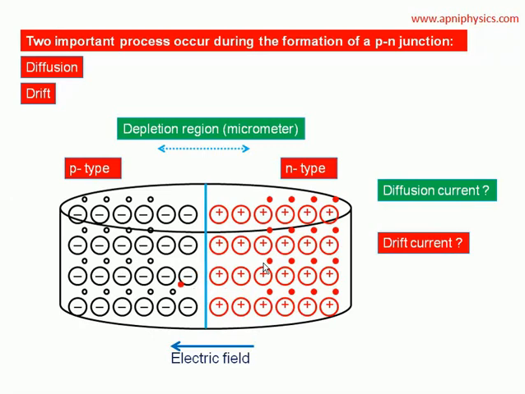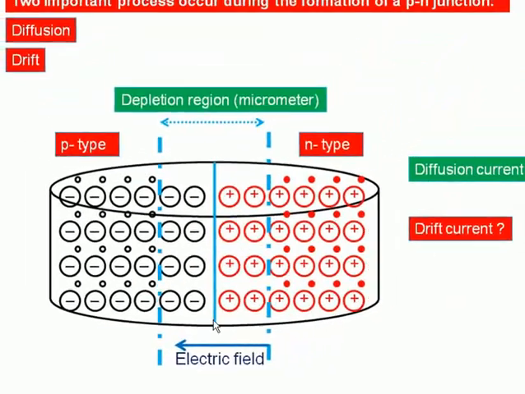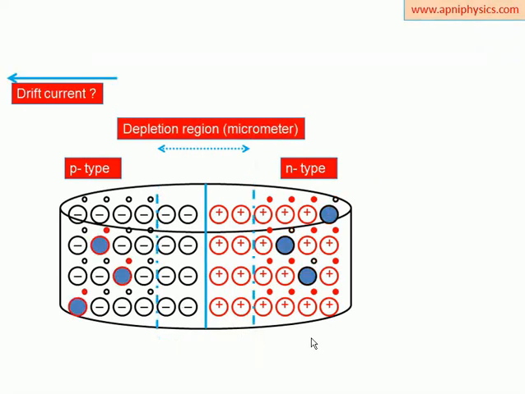So in this way you see that near the junction there are no free charge carriers, and this region is known as the depletion region. And here you see that, because of these positive ions and negative ions, the direction of the electric field which develops is towards the p side. So the internal electric field inside the semiconductor will be directed towards the p side. So this is about the diffusion current.